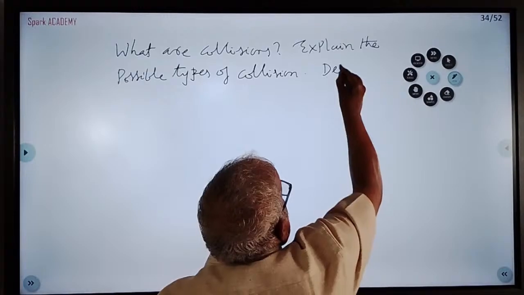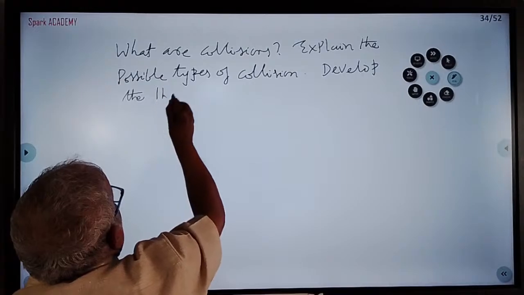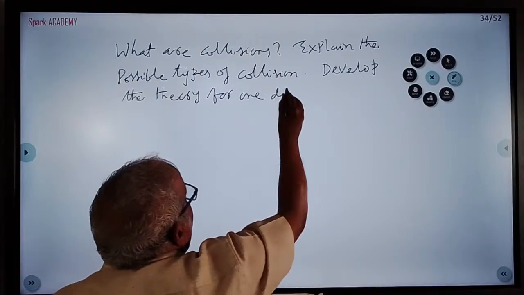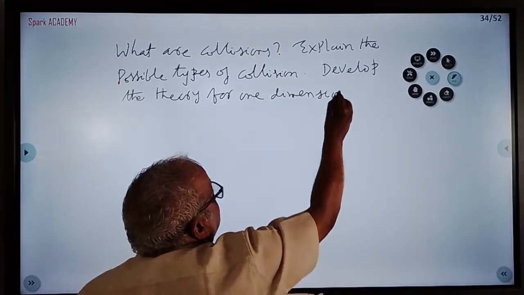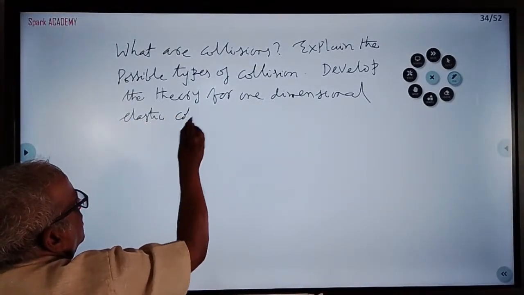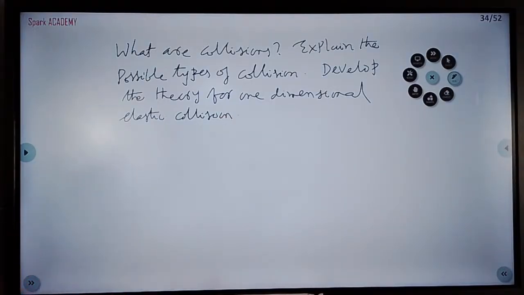Develop the theory for one-dimensional elastic collision. First, the theory is there, 2 marks. What are collisions? Explain the possible types of collision, that is one question. Develop the theory for one-dimensional elastic collision, the second part will come back. First, what are collisions?